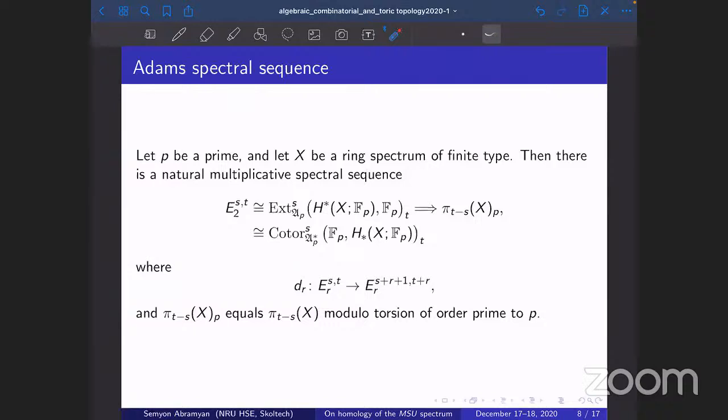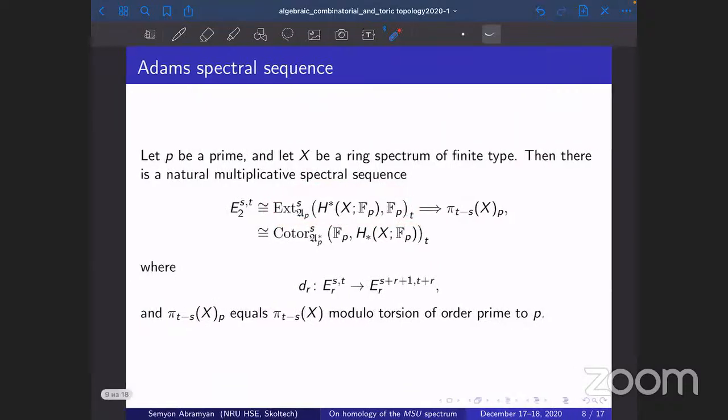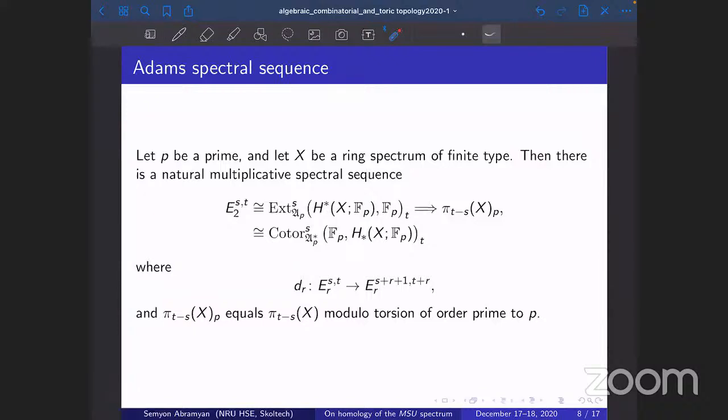Now we want to pass from the cohomology language to the homology language, and this can be done by some abstract homological algebra, or general nonsense, whatever. This Ext is isomorphic to Cotor over the dual of the Steenrod algebra from the mod P homology of the point to the mod P homology of the spectrum X.